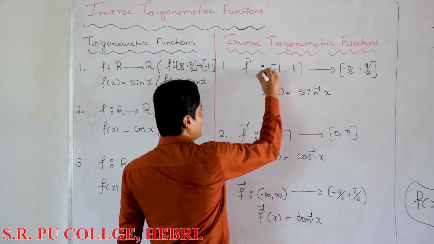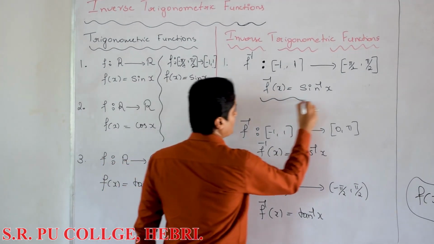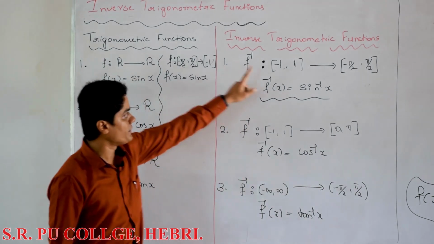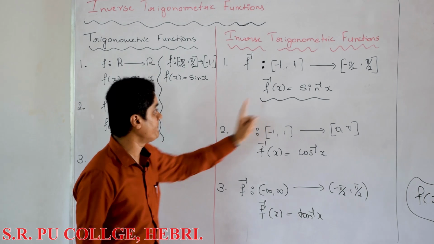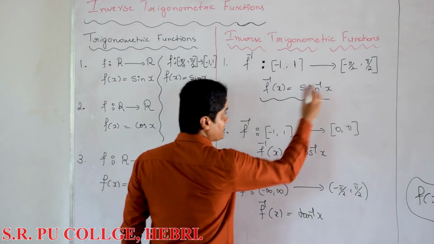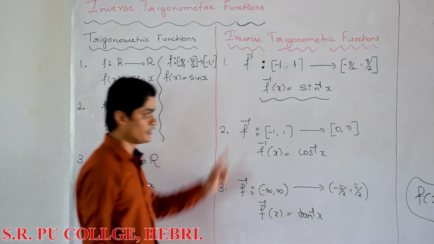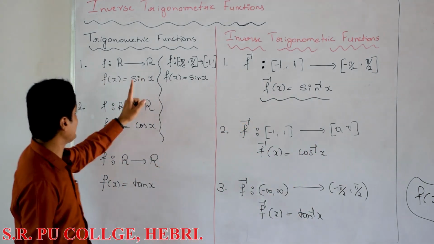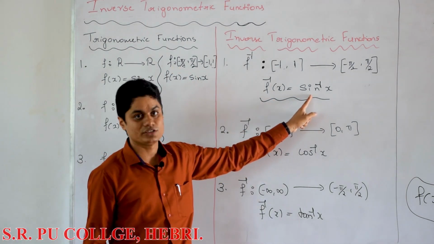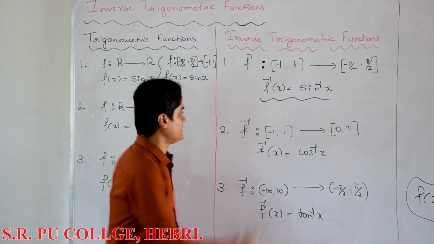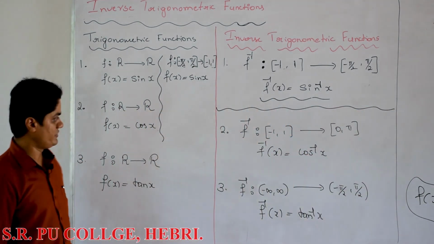So now we can define the inverse of sin x as follows. It's a function f inverse from minus 1 to 1 to minus pi by 2 to plus pi by 2, defined by f inverse of x is equal to sine inverse of x. Sin x is a trigonometric function and its inverse is defined as sine inverse of x. This is the first inverse trigonometric function, called sine inverse of x.